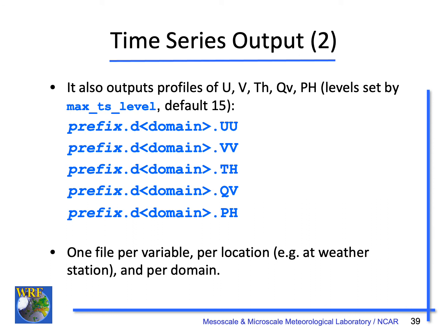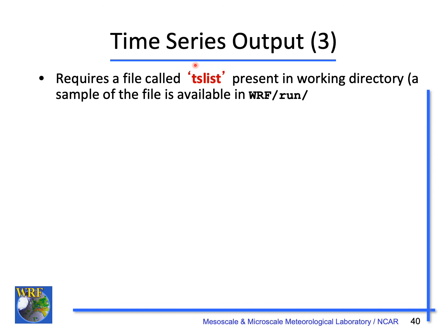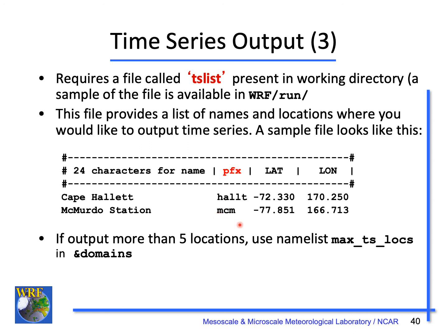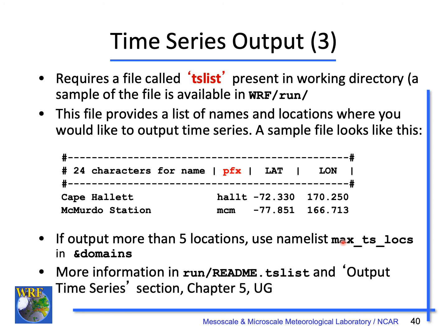In addition, we also get time series output of lower atmospheric profiles of wind, potential temperature, and so on. Here we have one variable per file, per location, and per domain. The time series output is activated by the presence of a file called tslist in the working directory. This file has the list of names, the locations, and the prefix of the file names. If we need more than 5 time series, we need to add max_ts_locs in the namelist file and set the number. A template of this tslist file can be cut and pasted from the README.tslist file in the run directory.